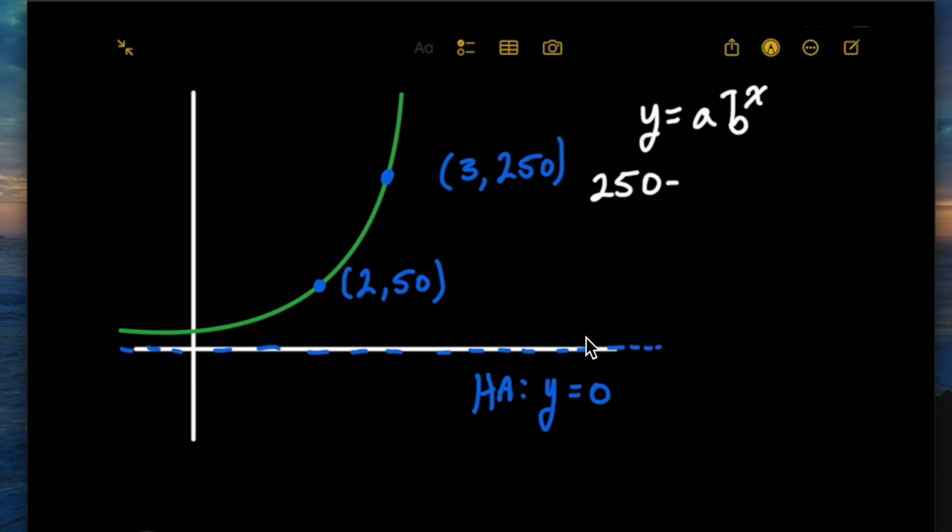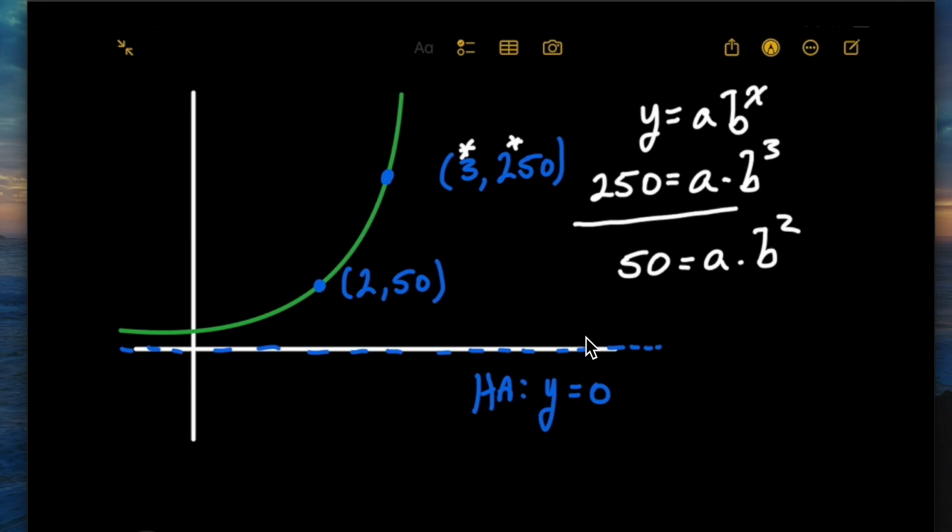Here, 250 is going to equal a times b to the 3rd power. Again, all I did was substitute that for x and this for y. And our second equation down here is going to be 50 equals a times b to the 2nd power. We literally are going to divide these two equations. The a's are going to cancel out. We're going to get 5 equals b.